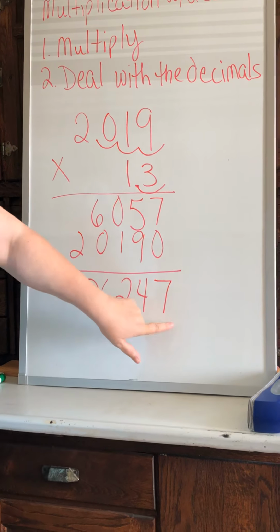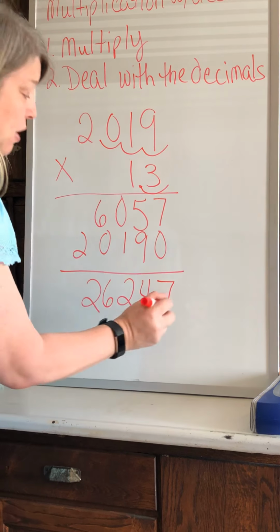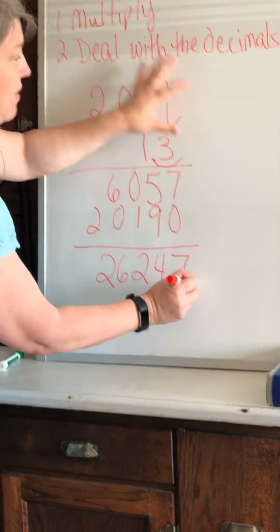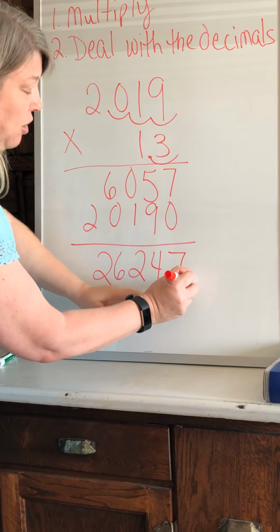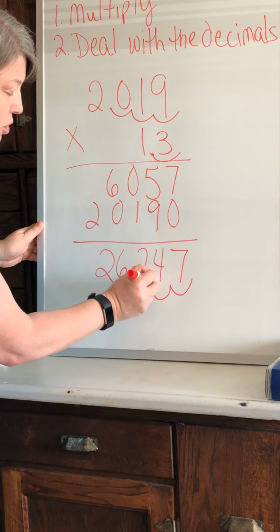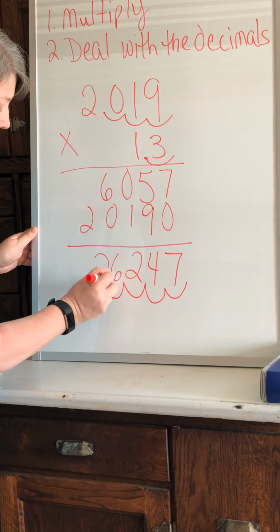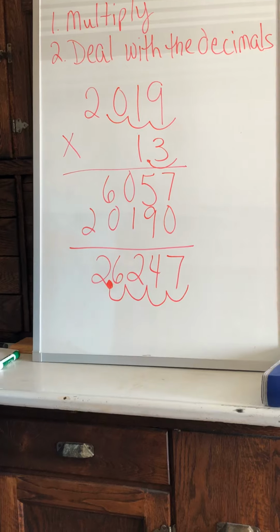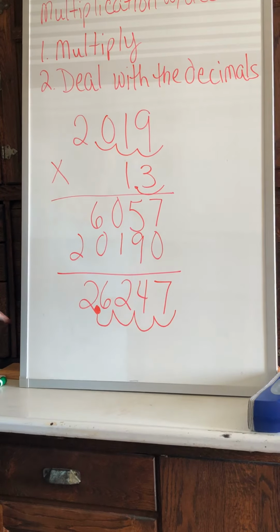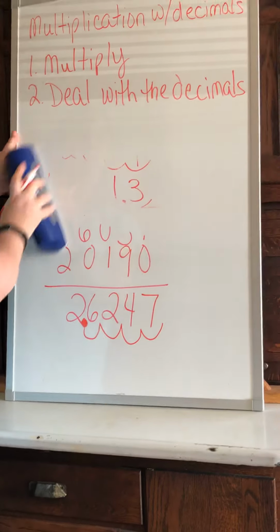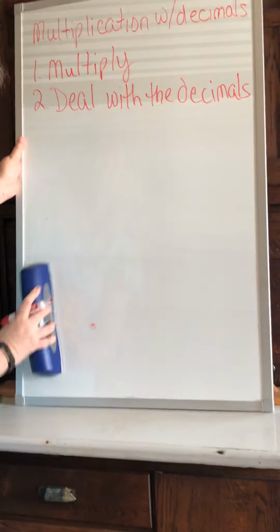I'm going to come down here at the bottom. I'm going to start at the very back, and I'm going to move however many spots up here that I moved all together, and I'm going to move it to the left. 1, 2, 3, and 4. So my answer to this problem is 2.6247. Okay? All right, let's do some more here.